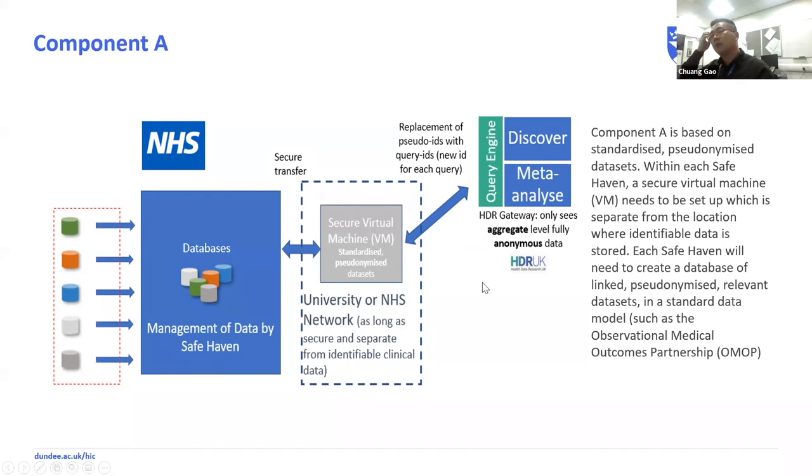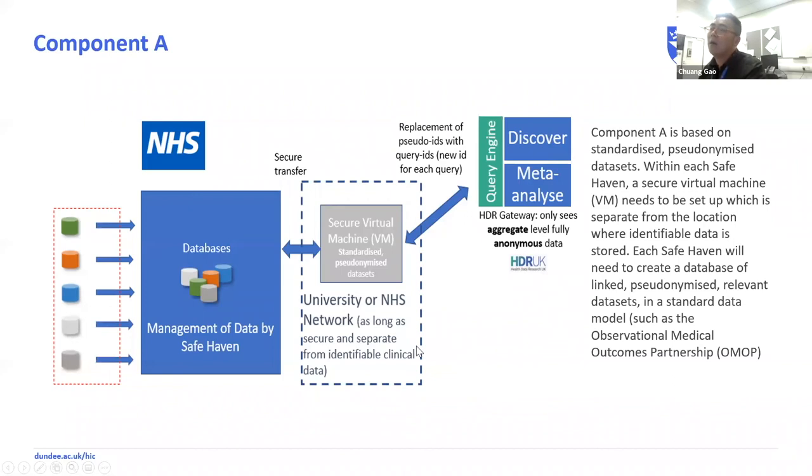The benefit of this component is a total separation between where the internet is required and where the identifiable data is seated. So in the rare situation that this system is compromised, the person who compromised it can only access this sort of standard pseudo-anonymized datasets. The datasets are de-identified anyway, so there is little chance that the patients will be re-identified because the identifiable data is somewhere else. Because of the higher security level of this model, this component potentially can be directly opened to researchers. So researchers could be using those discovery tools and meta-analysis tools, working directly with those virtual machines to conduct their analysis.